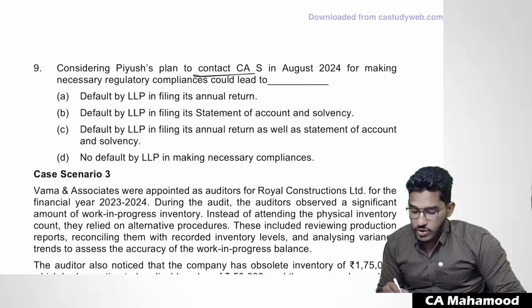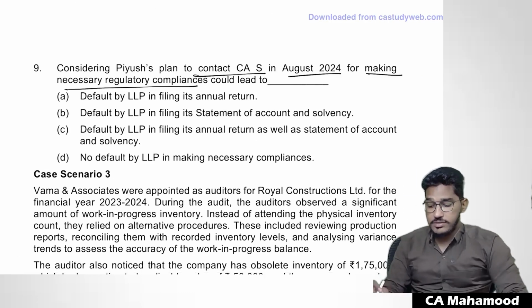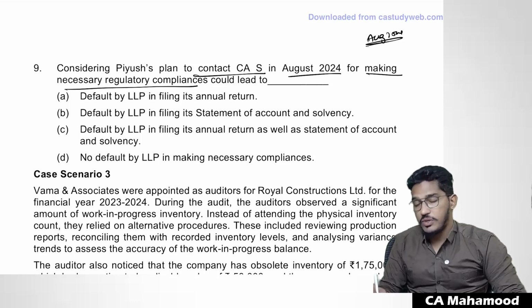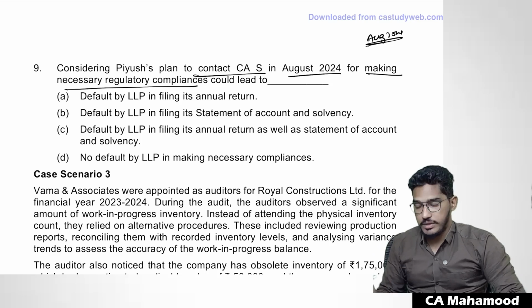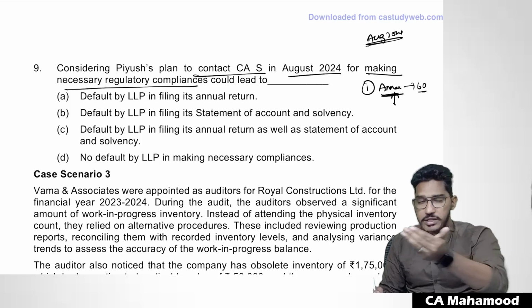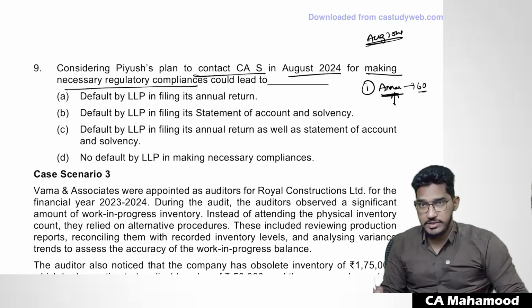Considering Piyush's plan to contact CAs in August of 2024 for making necessary regulatory compliances could lead to. See, they are required to conduct the audit, but they are actually appointing the auditor in August of 2024. Because of this, what non-compliances could happen? Number one, we all know LLPs are required to submit annual return within 60 days from the end of the financial year. So if annual return has to be submitted, audit has to happen. 60 days from the end of the financial year will end by the end of May itself.